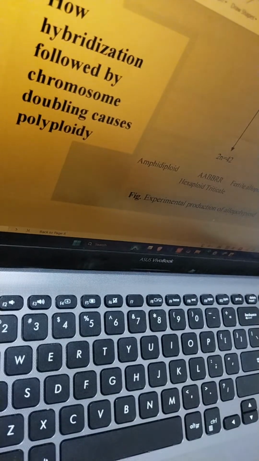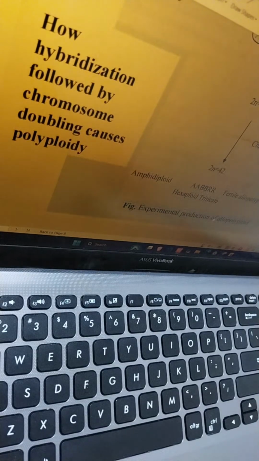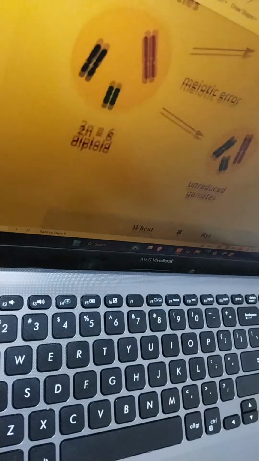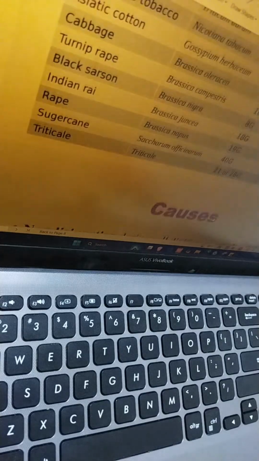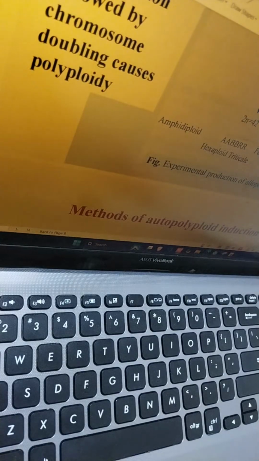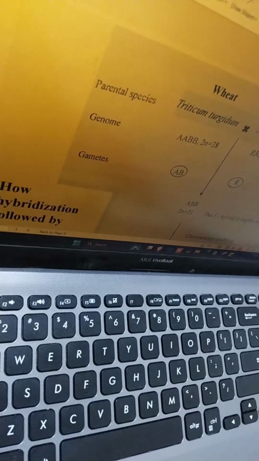This is an example of allopolyploid, not autopolyploid. Don't get the wrong idea. It is an allopolyploid because it comes from different species.